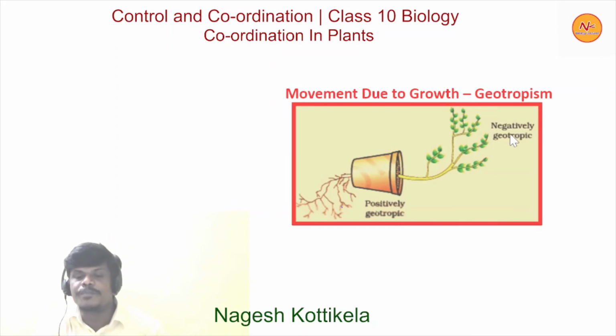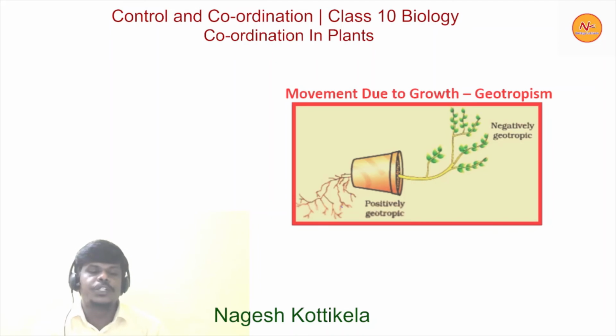Here you can see the shoots are negatively geotropic. They are not growing towards the soil. Okay, so this is what we call negative geotropism. But you can see the roots are positively geotropic. This is because roots are growing towards soil. This is because of the pull of earth, or because of gravity. So positive geotropism is shown by roots, negative geotropism is shown by shoots.